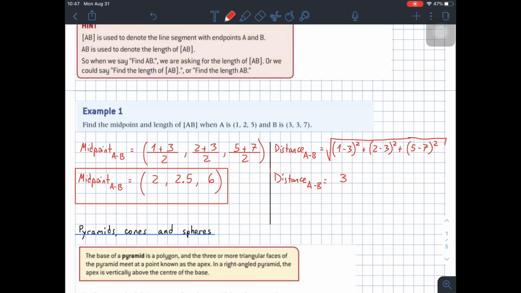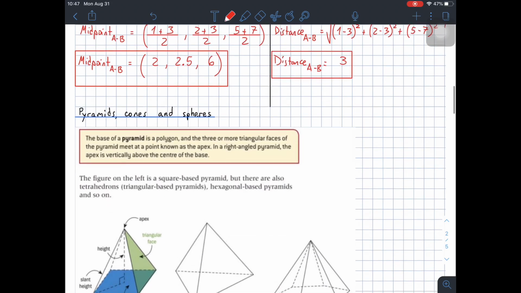Okay, so that's midpoint and distance. First basic concept that you need to know for this chapter. Okay, then we have pyramids, cones, and spheres.